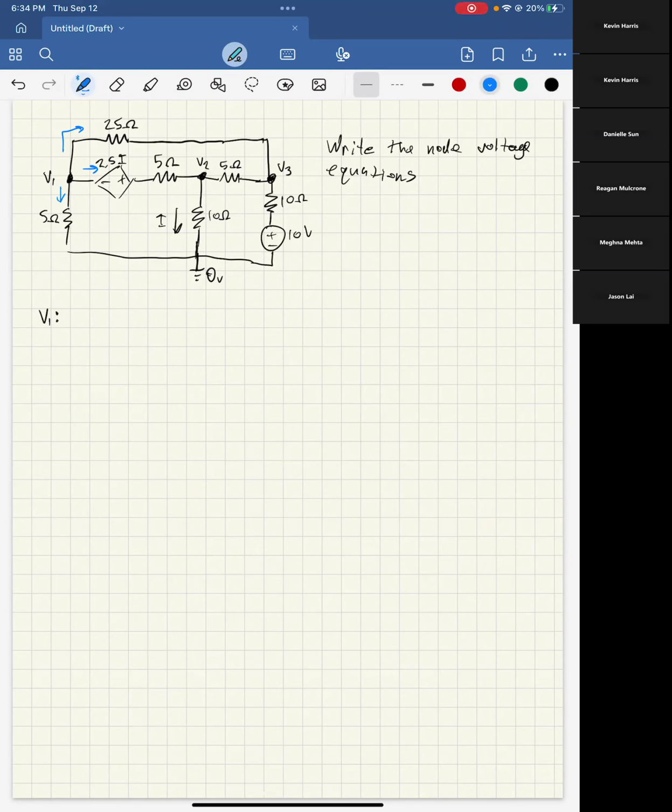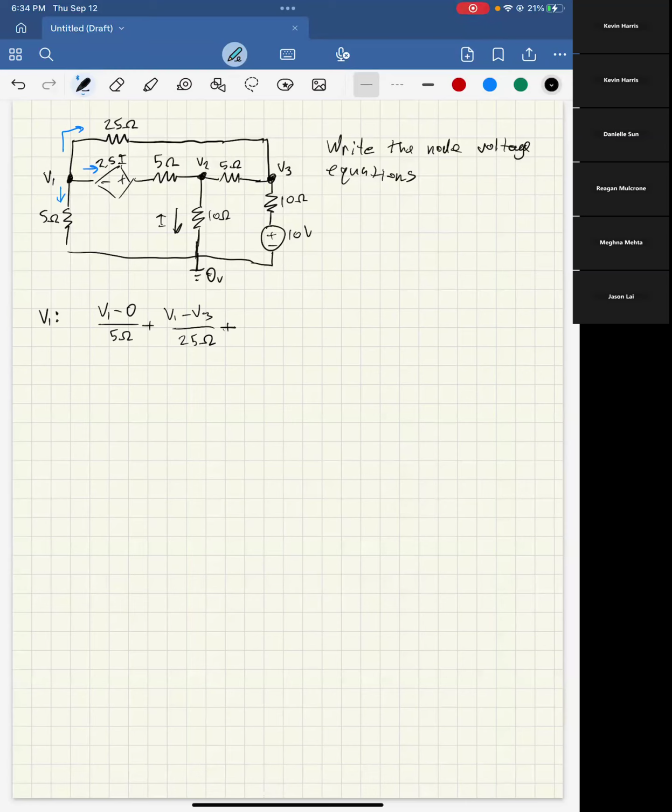So here, starting with the one going down, we're going to have V1 minus 0 over 5 ohms, plus, and then I'll do the one going up, V1 minus V3 over 25 ohms. And then this third one is kind of tricky because we have a voltage source. However, what you have to remember here is that we're looking at currents.